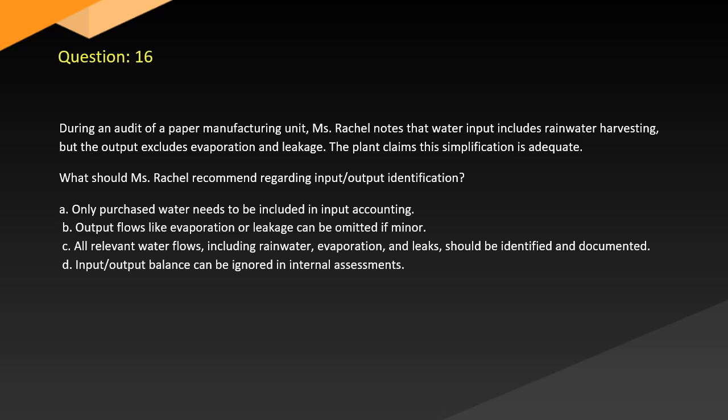A. Only purchased water needs to be included in input accounting. B. Output flows like evaporation or leakage can be omitted if minor. C. All relevant water flows, including rainwater, evaporation, and leaks, should be identified and documented. D. Input-output balance can be ignored in internal assessments.